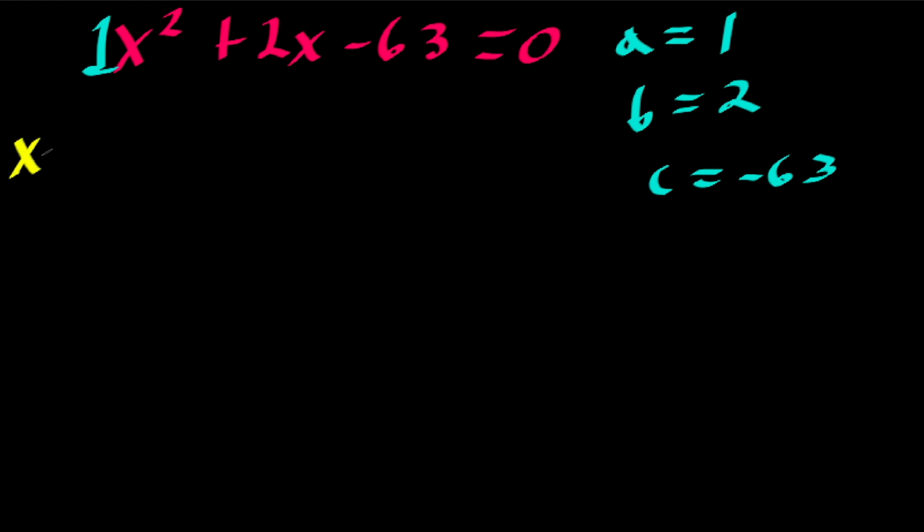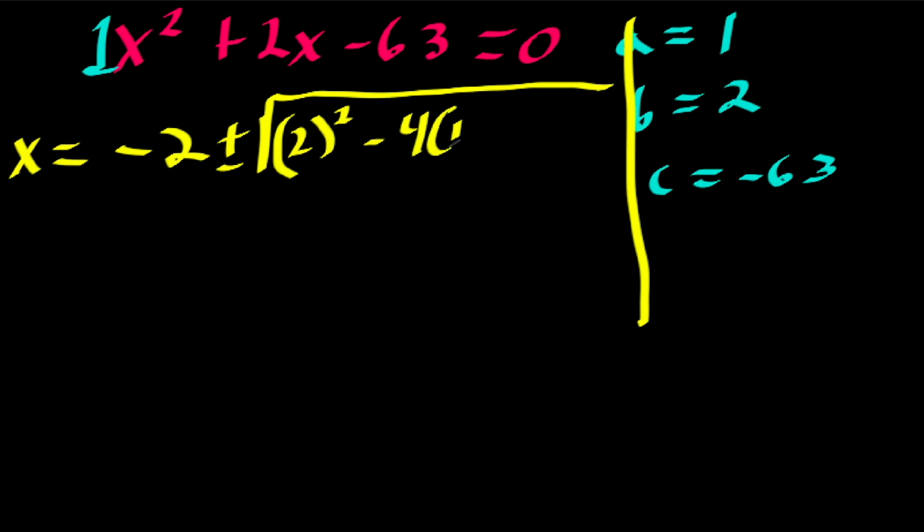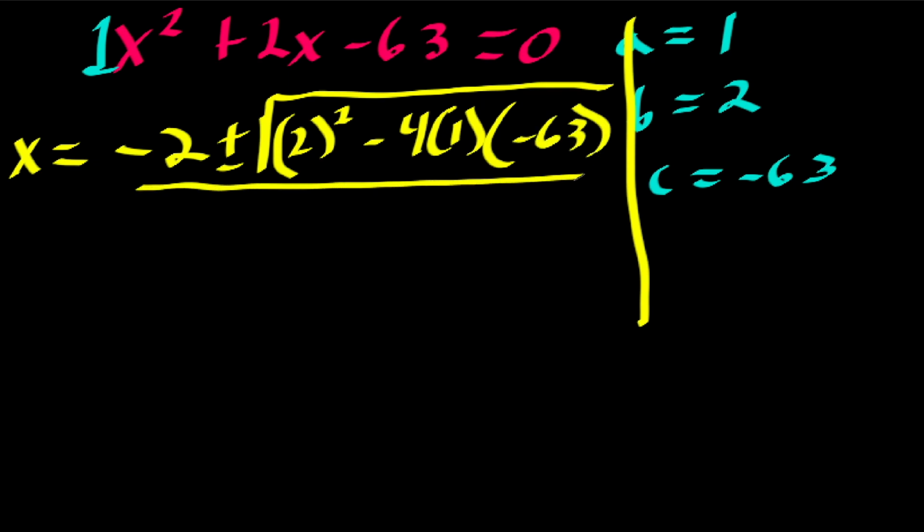All right, so we're going to plug all of that into our quadratic formula. We're going to say x equals negative b, so negative 2, plus or minus the square root, and inside of that square root we're going to have b squared, so 2 squared, minus 4 times a, which would be 1, and then times c, which is negative 63. And then all of that is over 2a, so it would be 2 times 1. Now our job from here is basically to just simplify.